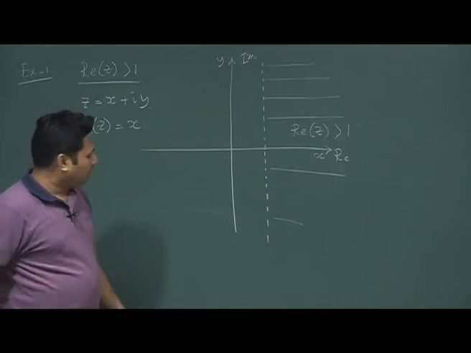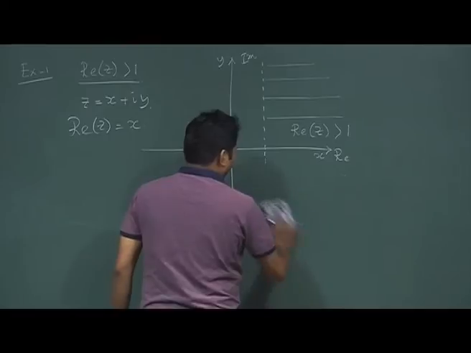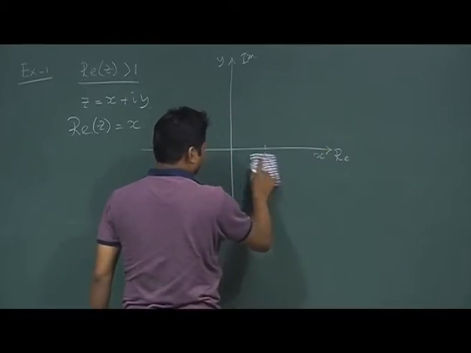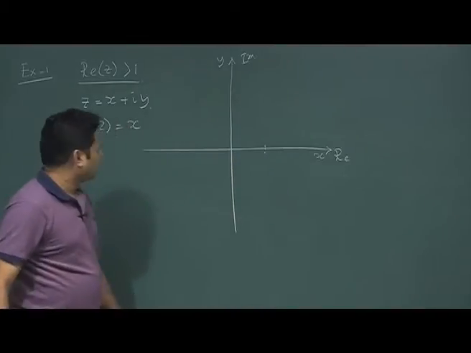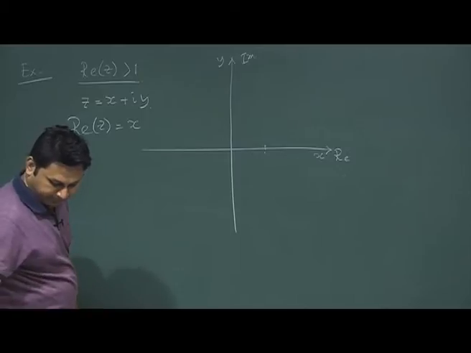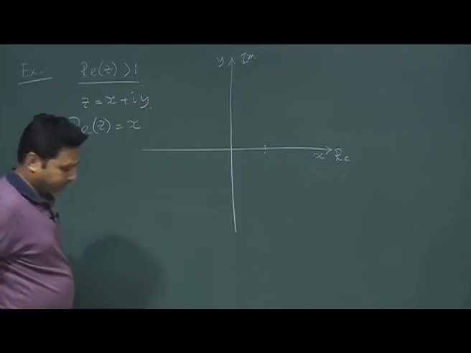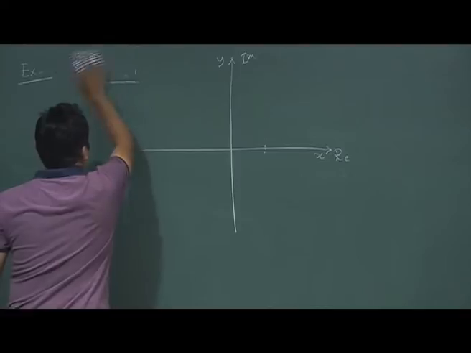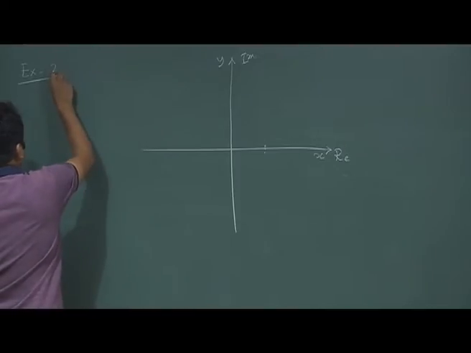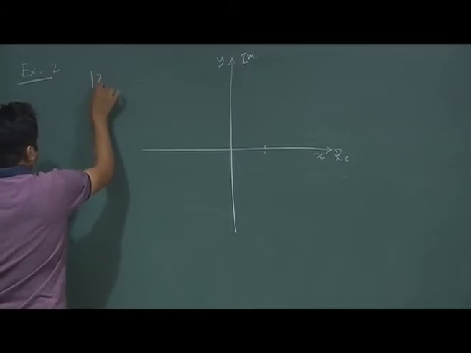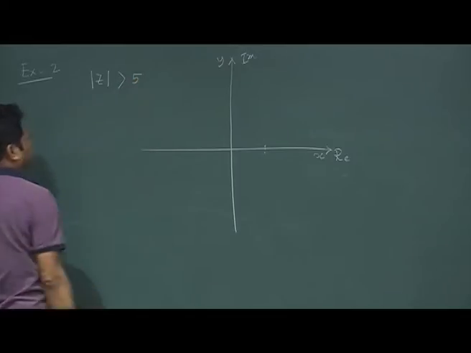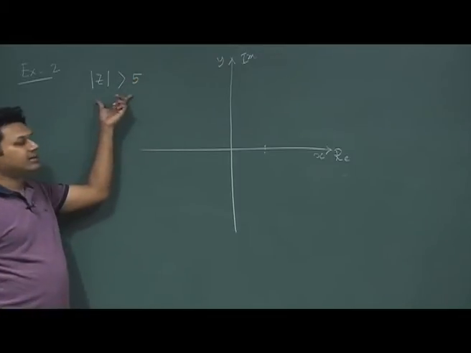Fine. Okay, what are the other examples of regions? Let me erase this. I am going to use the same coordinates, so I am not going to erase that. Example 2, say mod of z is greater than 5. Mod of z is greater than 5.